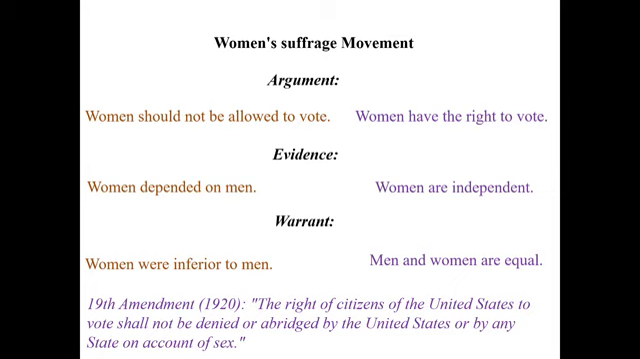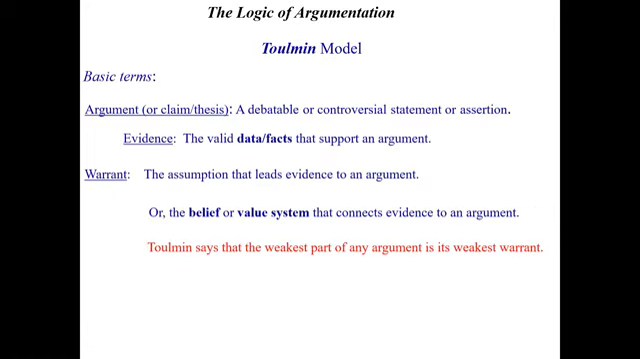And after that, of course, we have the civil rights movement, and recently the LGBTQ movement. All those movements actually started from questioning the very warrants of the arguments that we have in our society. And by doing so, our society progressed. So that's the example of the weakest part of any argument being its weakest warrant.